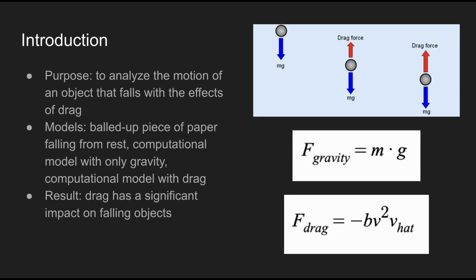The purpose of this lab is to analyze the motion of an object that falls with the effects of drag. Drag, in this lab's case, is the air resistance force on the falling object represented by the formula -b times velocity squared times v hat. Therefore, the object will experience the force of gravity in the down direction and the drag force in the direction opposite to the object's velocity.